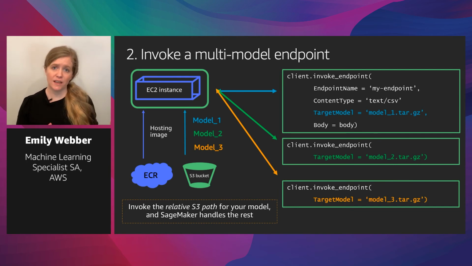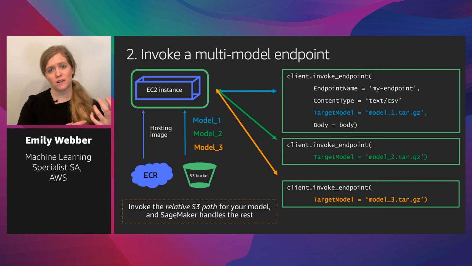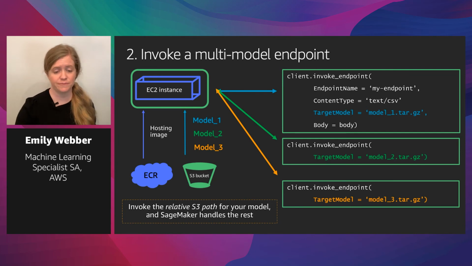So when you're designing for multiple models on a single SageMaker endpoint, it's helpful to know that you see a little bit of latency in that first model response. That could be in the order of a few hundred milliseconds. And so that first model is going to make it onto that endpoint, and then we'll get the responses. And the subsequent responses are going to be much faster.